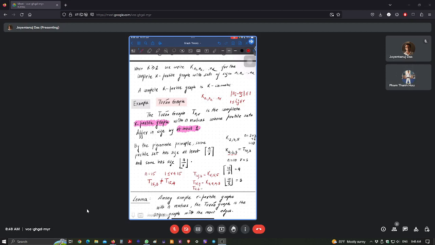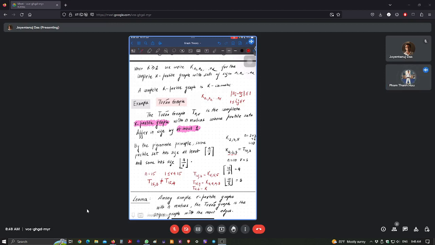So 15 divided by 6, hmm. It's something, some relation of n and r. We cannot find the K? No, we can always find it. For any r in this range, that lies between 1 and n, I can always find T n comma r.